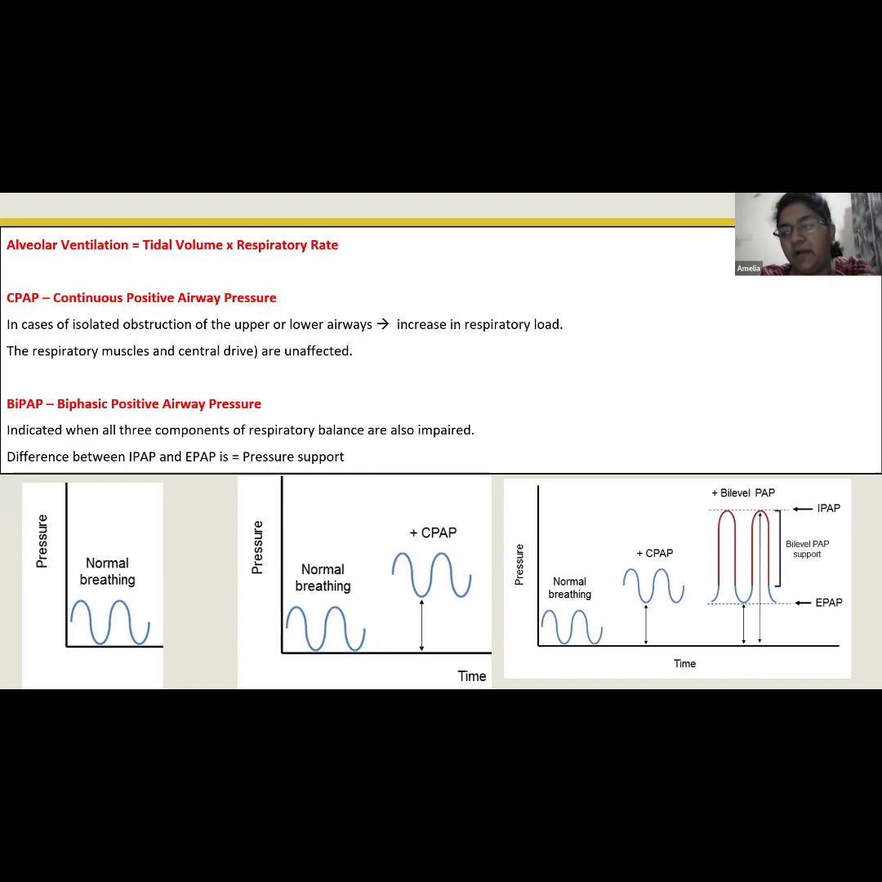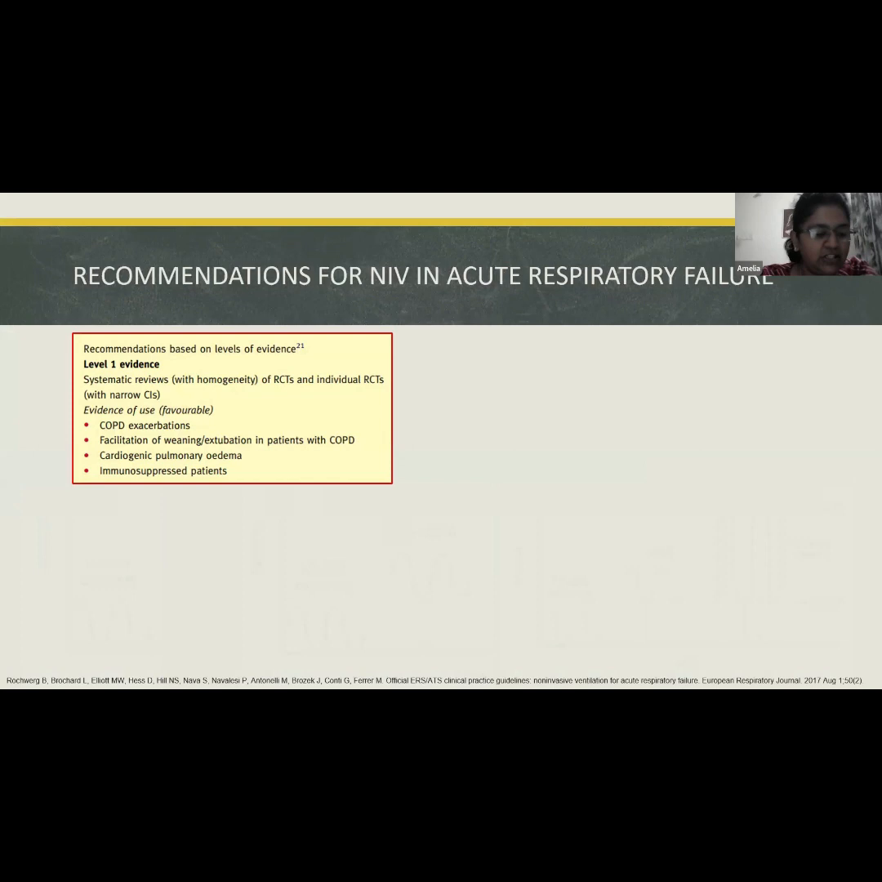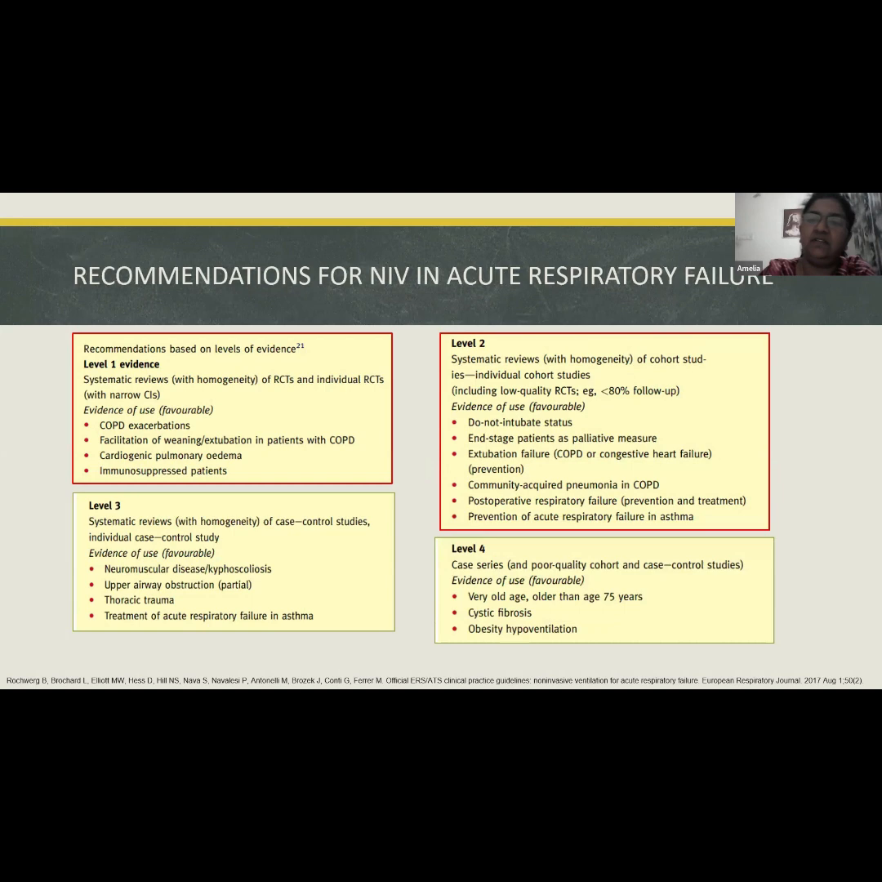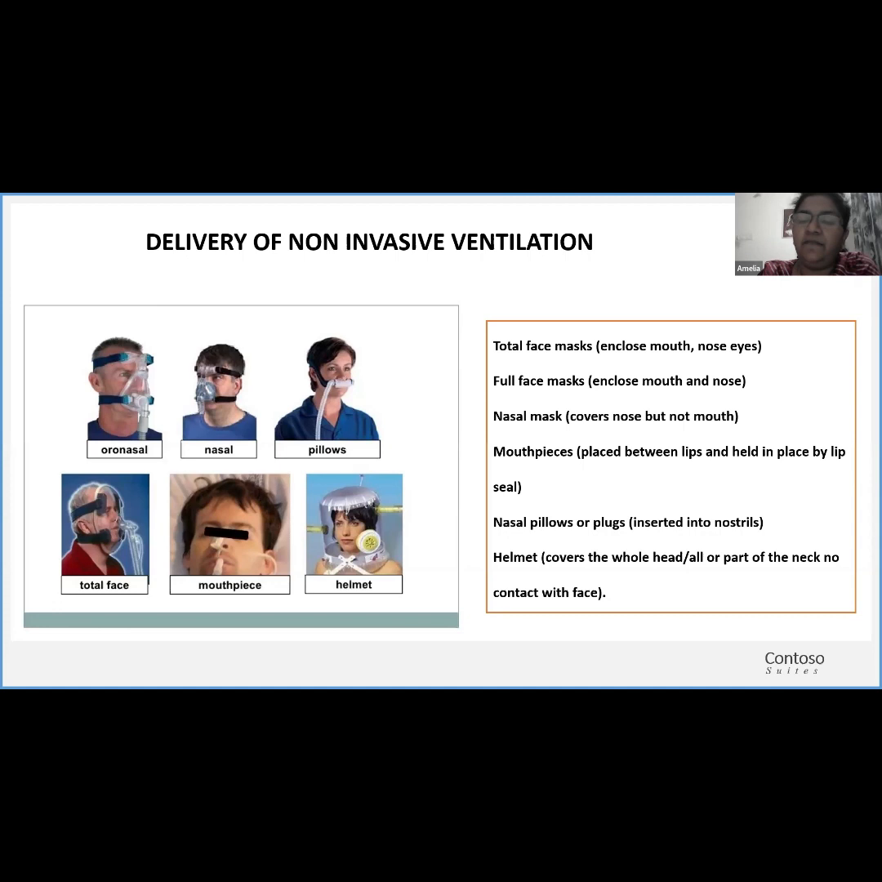So, the recommendations for non-invasive ventilation. The level one evidence is mainly for COPD exacerbations. It is there in order to facilitate weaning or extubation in patients who have COPD, in cardiogenic pulmonary edema, and in immunosuppressed patients. There are level two, level three, and level four evidence for what we need to use NIV for. I will deal mainly with the common things that we find in palliative care. Before I go into that, there are various delivery modalities for non-invasive ventilation.